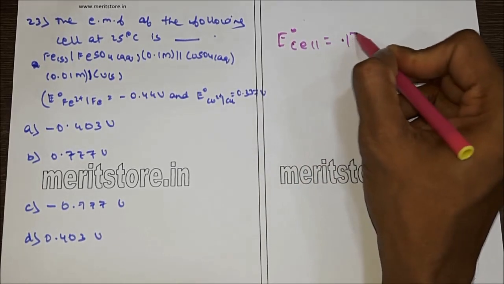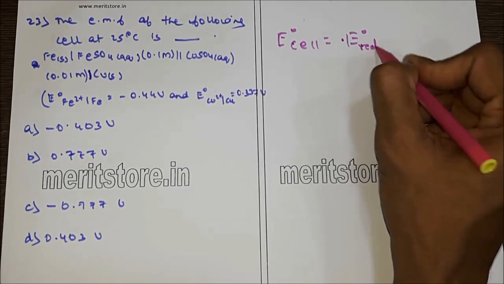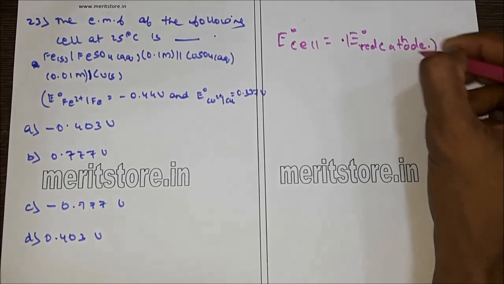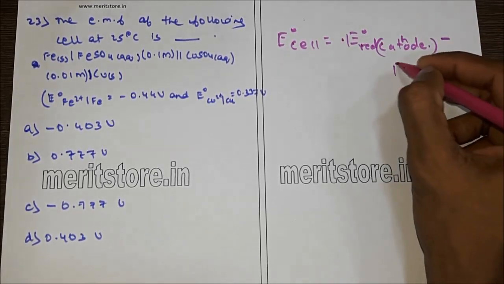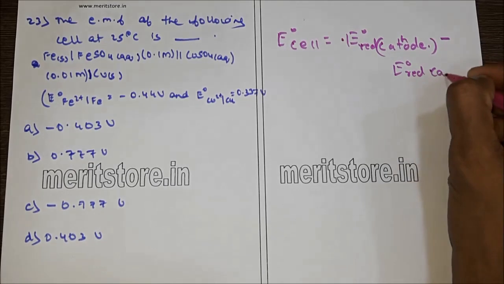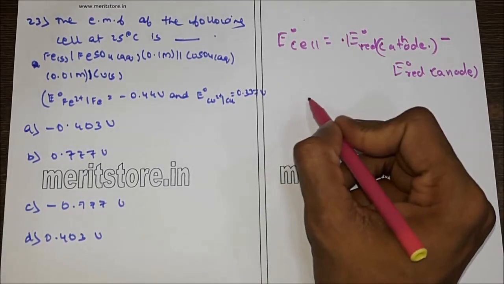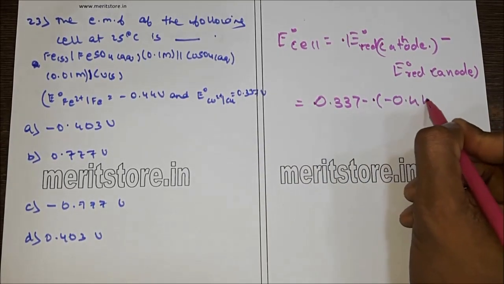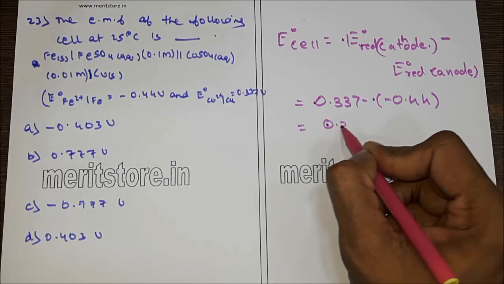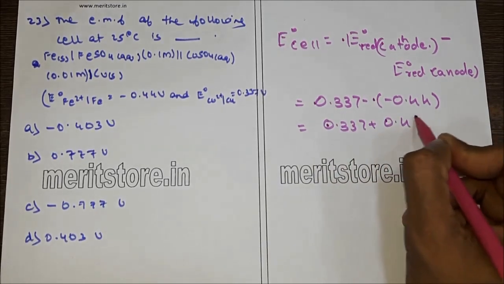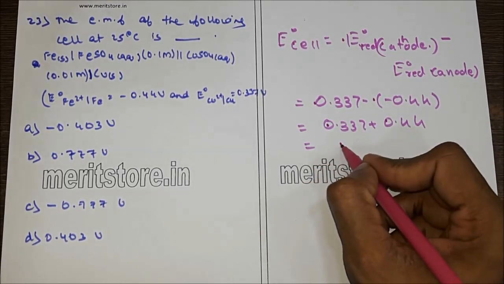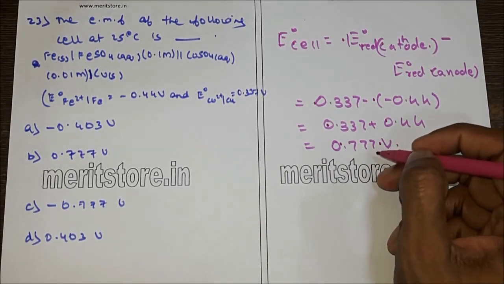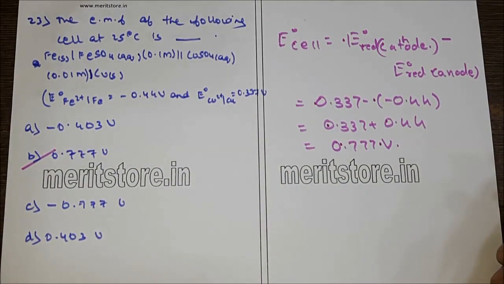is equal to the standard reduction potential, that is the cathode, minus the standard reduction potential of the anode. When we substitute the values, we get 0.337 minus (minus 0.44), which is equal to 0.337 plus 0.44. We get the value as 0.77 volt, and we see our answer matches option B. Therefore, option B is the correct answer.